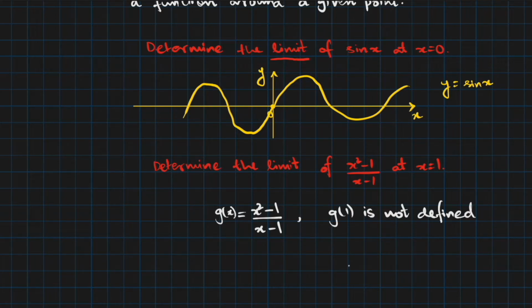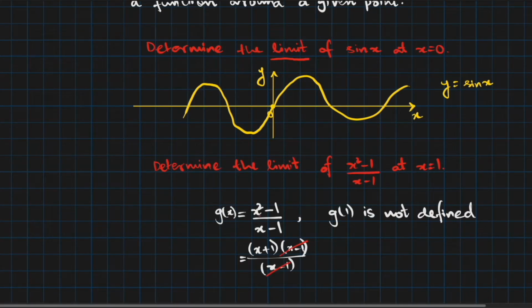For this, we first need to simplify the given function. We know the factorization of x square minus 1 is simply x plus 1 multiplied by x minus 1. Notice that this cancellation is not possible if x is equal to 1, because then again we cannot just divide 0 by 0. So this is only true for all the real numbers which are not equal to 1. Only then our g of x will be equal to x plus 1, correct?